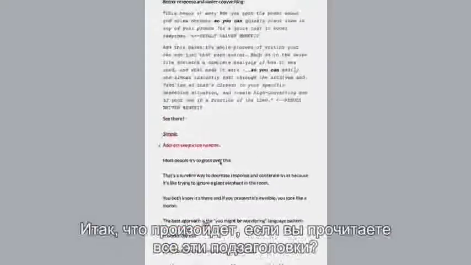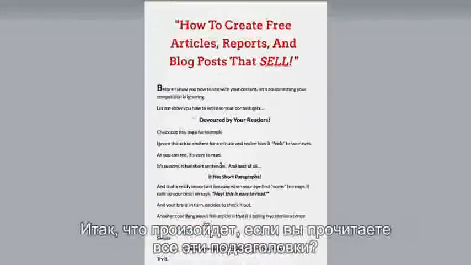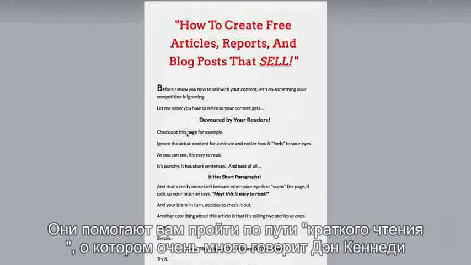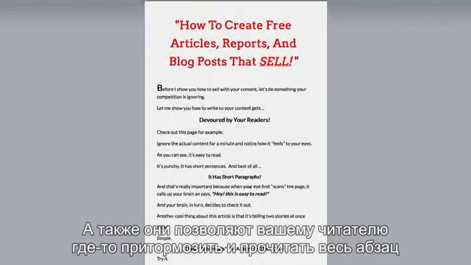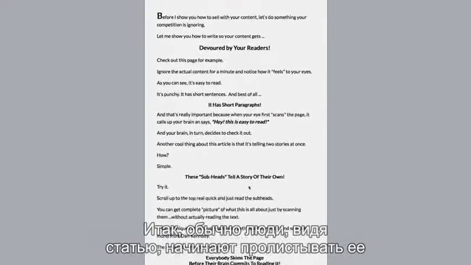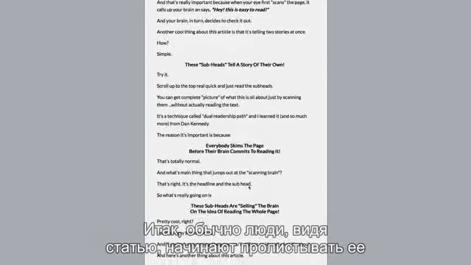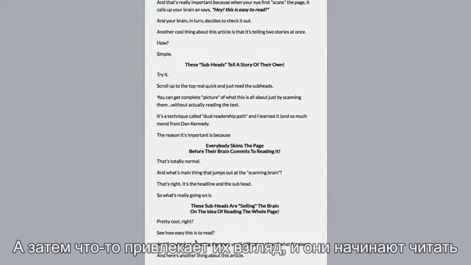So if you're reading, what happens is all of these subheads provide that dual readership path that Dan Kennedy talks about so much, where the reader can actually get a separate, if not completely similar and parallel message just from reading the subheads. They also allow your reader to get caught somewhere. So usually people see this and they'll start scrolling and half-read the thing, and then something will catch their eye and they'll start reading.